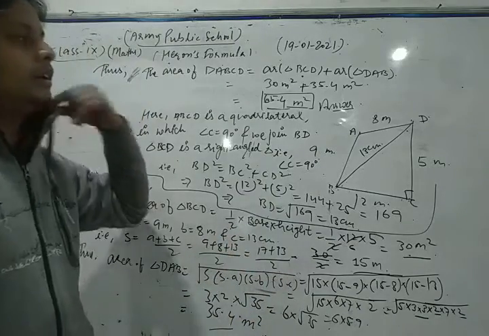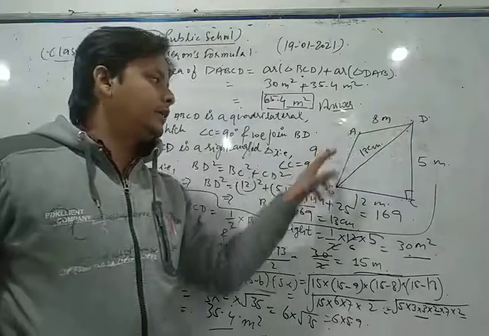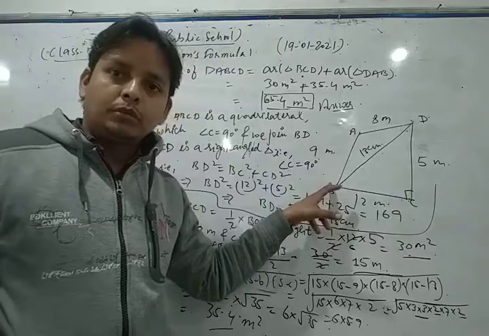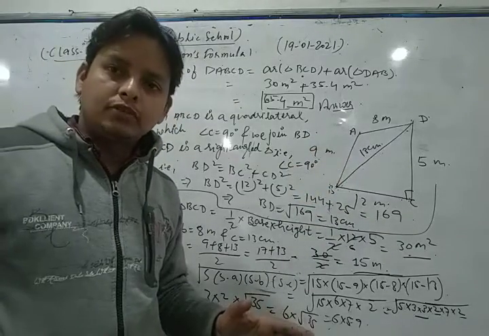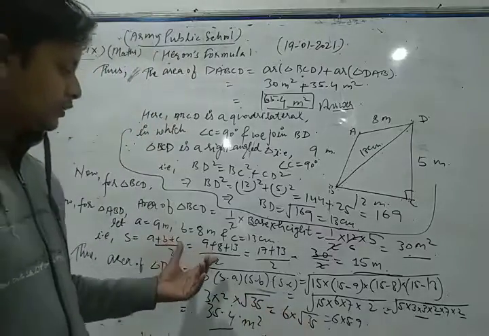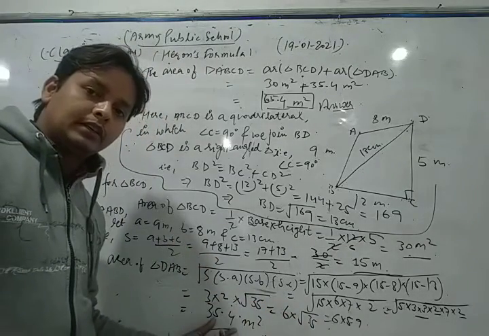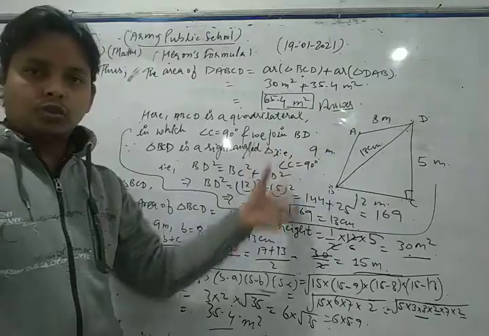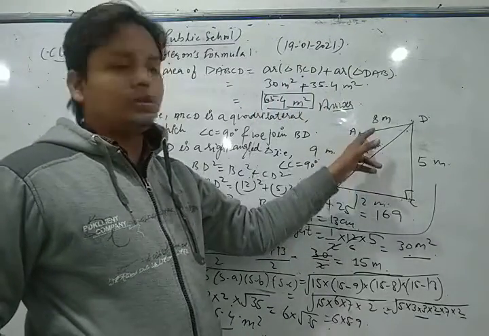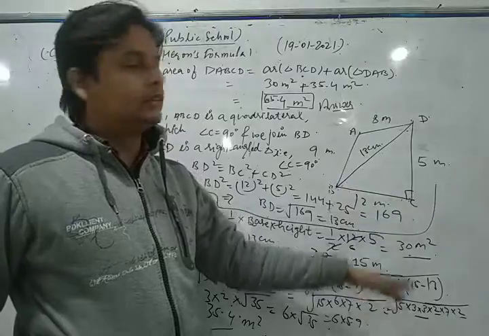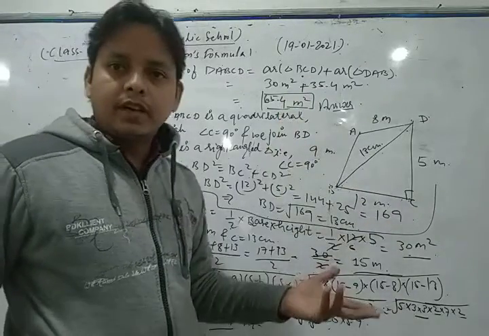Now for triangle DAB, we apply Heron's formula, because in that triangle we find all its different sides. So we apply Heron's formula, and after solving, we get the area of that. Now the area of the quadrilateral is what? We add the areas of both triangles which we found here. So in this way we get our final result.